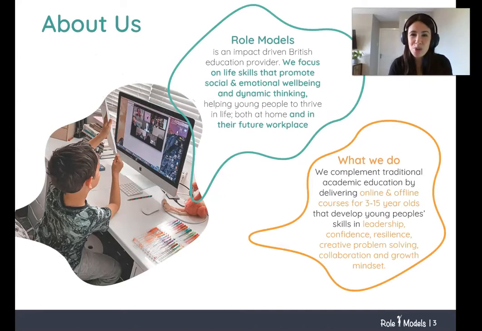A bit of information about Role Models and the work that we do. We are an impact-driven British education provider, and we're focusing on life skills that help to promote social and emotional well-being and what we like to call dynamic thinking. We know these skills help young people to thrive at home, at school, and help to prepare them for their future. We like to complement traditional academic education through offering our courses online and offline for children between the ages of 3 to 15 years old. And we're focusing on themes such as leadership skills, confidence, creative problem solving, resilience, collaboration, and a growth mindset.